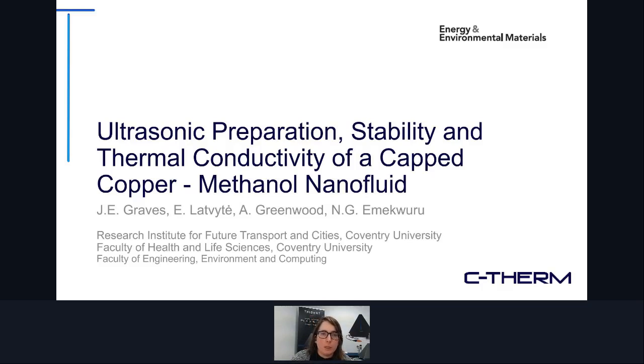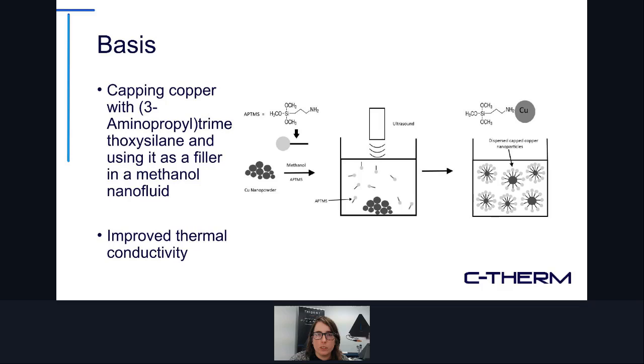Now the last paper we'll take a look at is titled Ultrasonic Preparation, Stability, and Thermal Conductivity of a Capped Copper Methanol Nanofluids. This was also published in Energy and Environmental Materials. So in this case, what the authors did was they capped copper with 3-aminopropyl trimethoxysilane and use that as a filler in a methanol-based nanofluid.